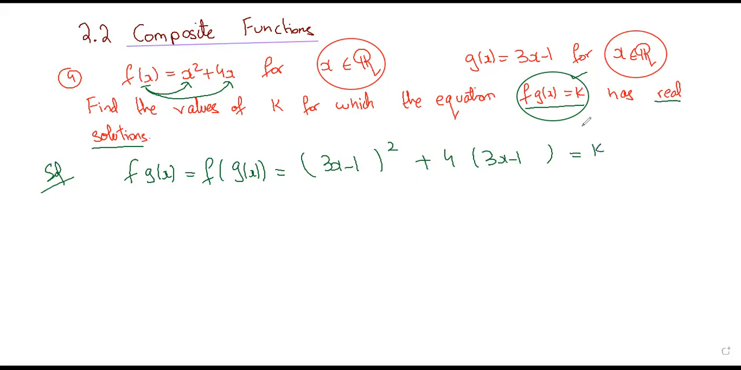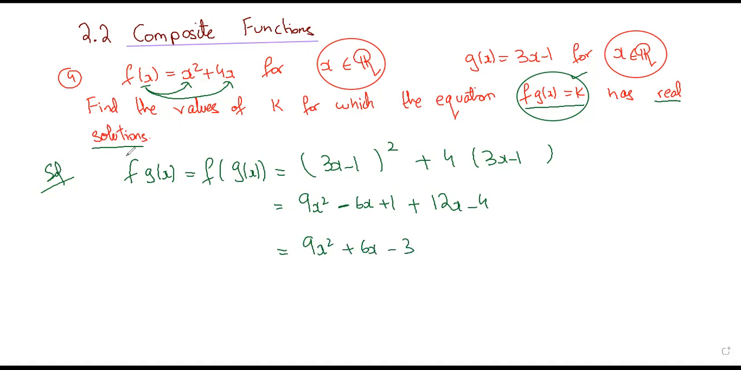F of g of x equals k. All right. So I need to simplify it now, and it would give me 3 times 9x squared minus 6x plus 1, plus 12x minus 4. And I'll write it down later on. Let me just simplify this first. And it would give me 9x squared plus 6x minus 3.